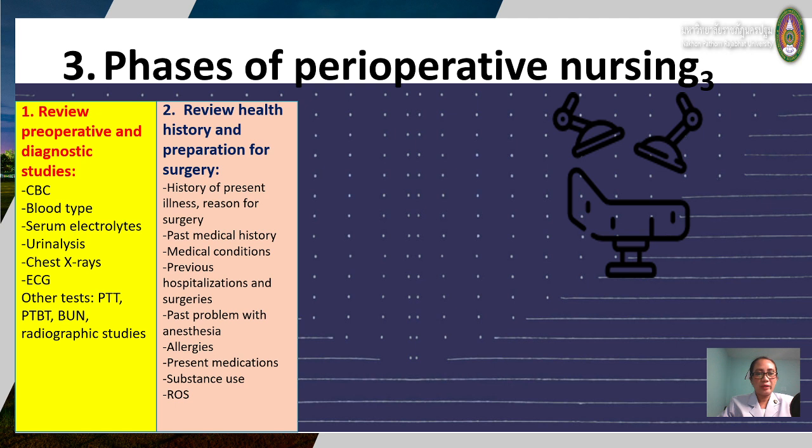we have to identify if the patient has a past history, past illness, current medical conditions, previous surgeries, if they have allergies, if they have bad reactions to anesthesia, if they have used substances like prohibited drugs, and this also includes the review of systems.